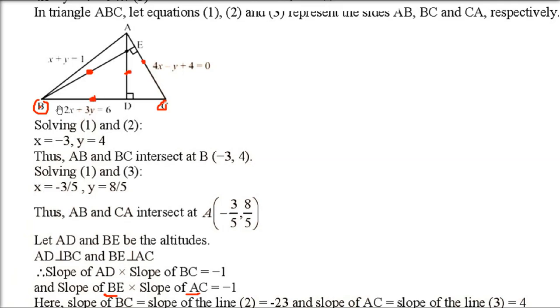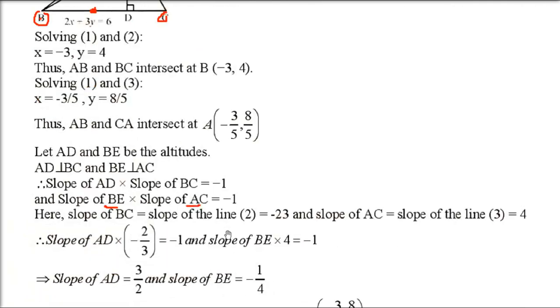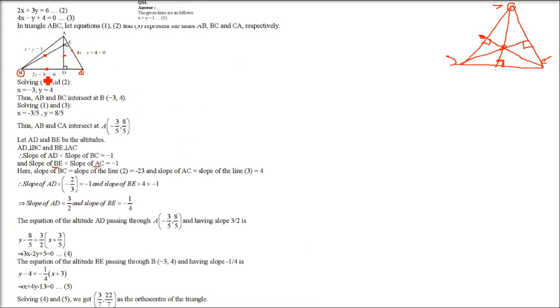Slope of BE into slope of BC equals -1. So this is what we have done here. Now, slope of BC: we have the equation 2x plus 3y equals 6. How are we going to find the slope? 3y equals minus 2x plus 6, and this will be y equals minus 2 by 3 x plus 2. So the slope is minus 2 by 3.